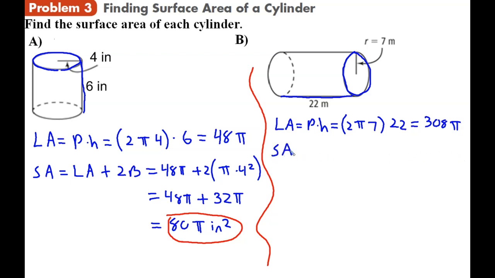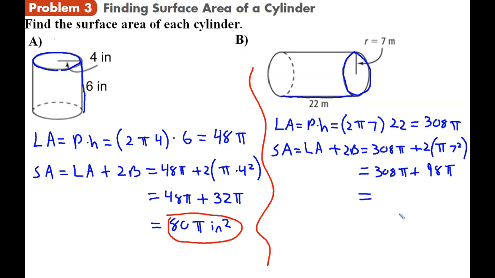Okay, then the surface area is the lateral area plus 2B. So as in lateral area, 308 pi we just found, plus 2 times area of my circle, pi times radius squared, so pi times 7 squared. So we'll have our 308 pi plus 2 times 7 squared. That'll give me a 98 pi. Add those two parts together, we get a 406 pi, and we can say meters squared.